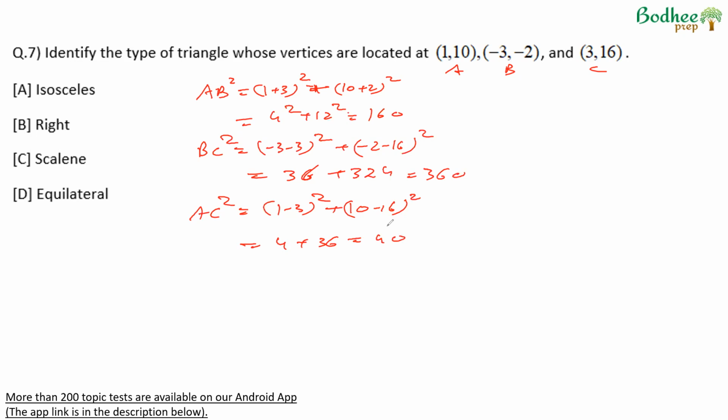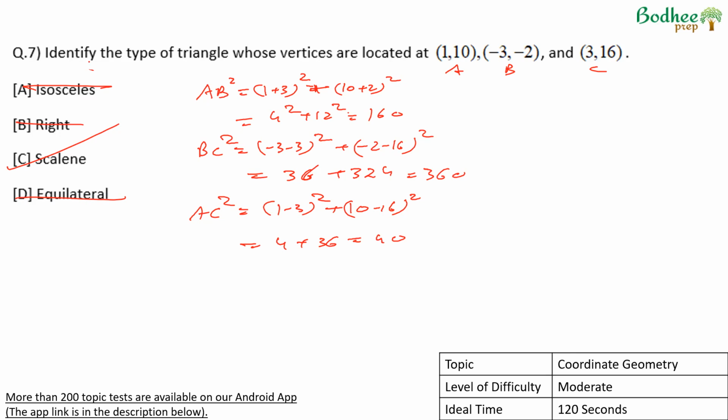Clearly, none of the sides are equal. Also, a square plus b square is not equal to c square. And therefore, it is not isosceles, not right, not equilateral. Scalene triangle is what we get. That becomes the answer. Again, calculation might be time consuming. Otherwise, conceptually, not a very difficult question. Moderate, about 2 minutes to solve.